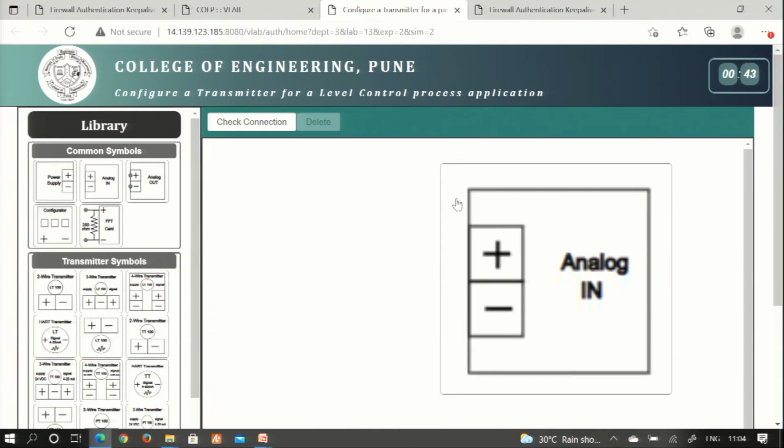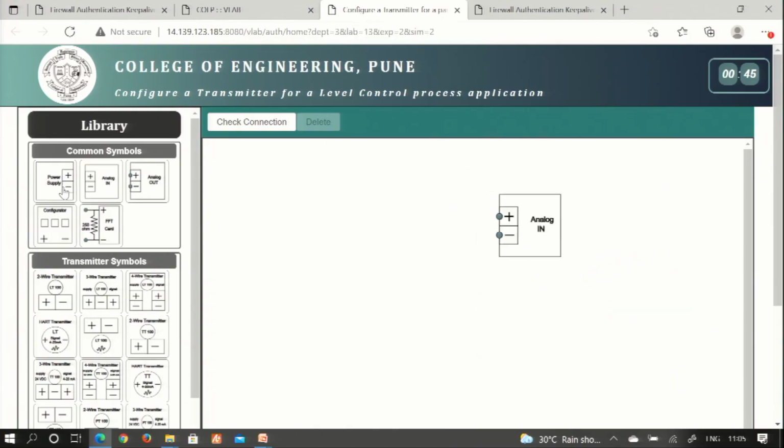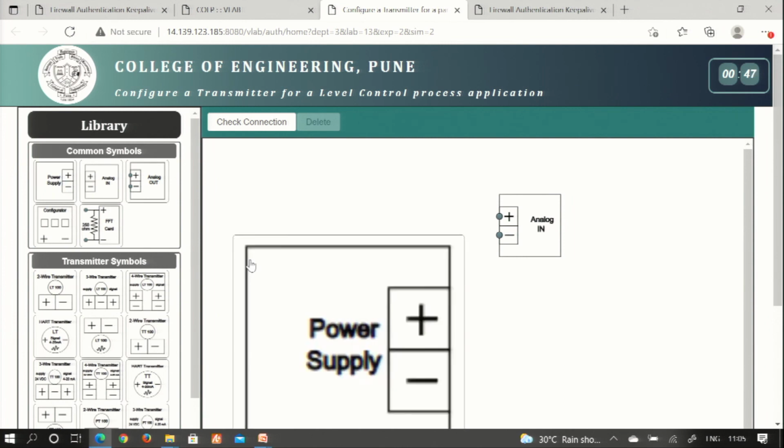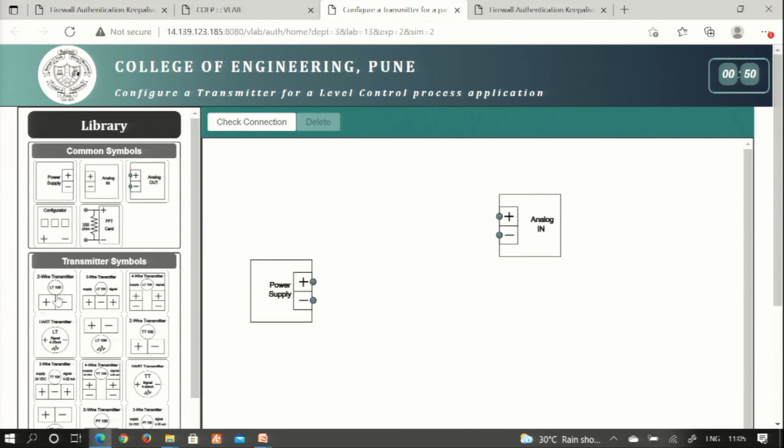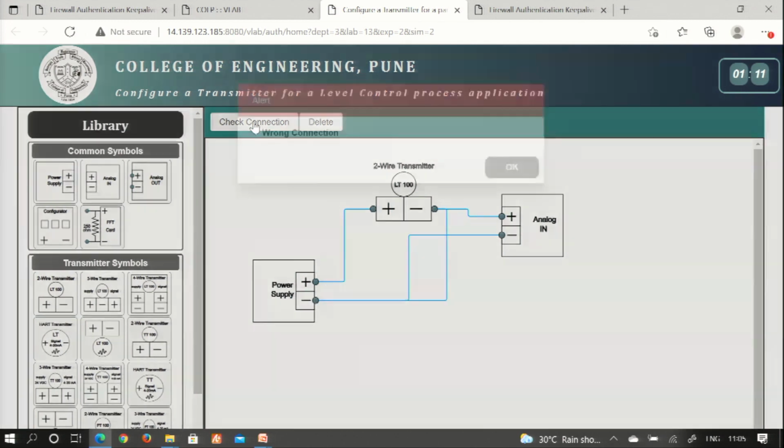Now, from here, if the student has understood things correctly, then he will select the components and say that yes, I need a power supply, I need a 2-wire transmitter, I need an analog input because I want to measure the output of the transmitter, and then he or she will connect. If the connections are all right, he will say that yes, now I want to connect here also, right. And then you will go for check the connection.